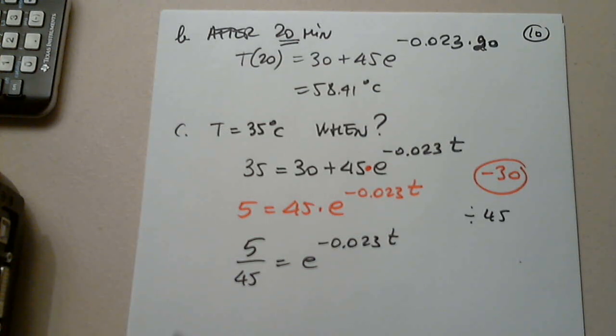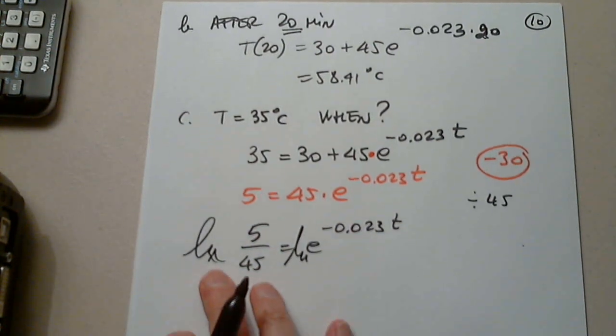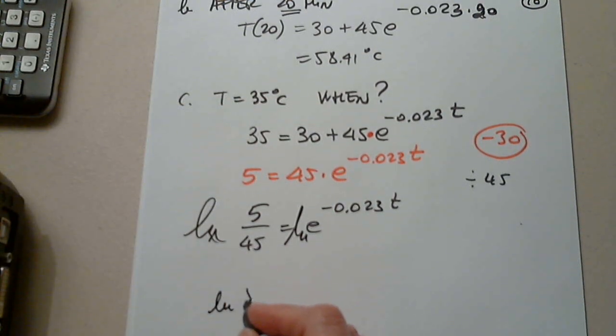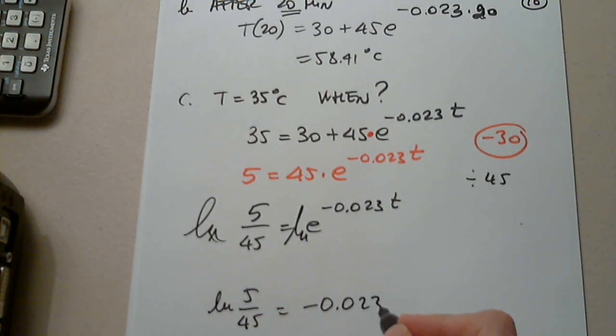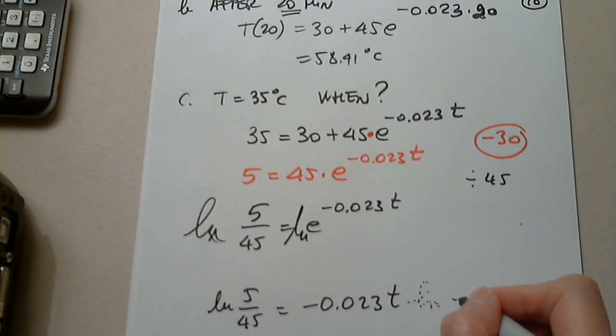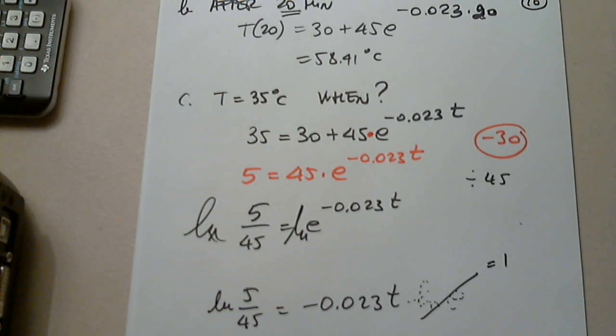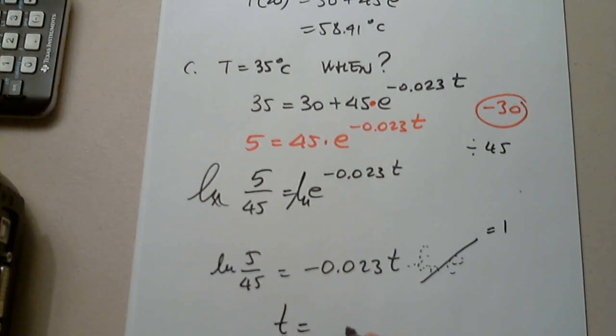Natural log. Yes, now I apply natural log to both sides. This stays as is. I don't care. It's just a simple number. This is negative 0.023t. I should write again times natural log e. Why don't I? It disappears, because it equals 1. So then I have t equals this over this.